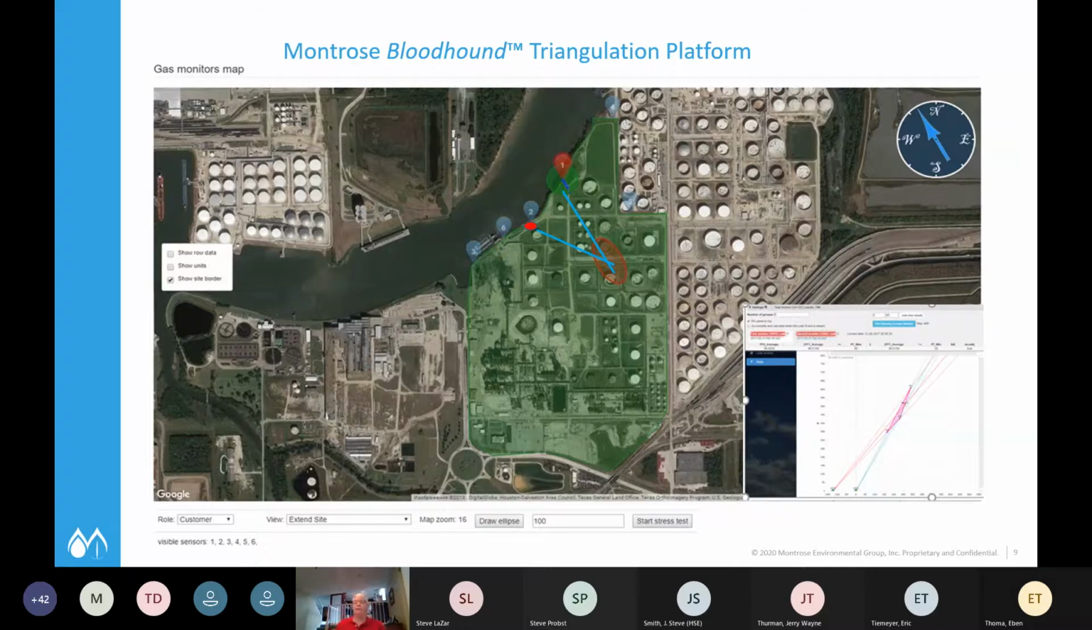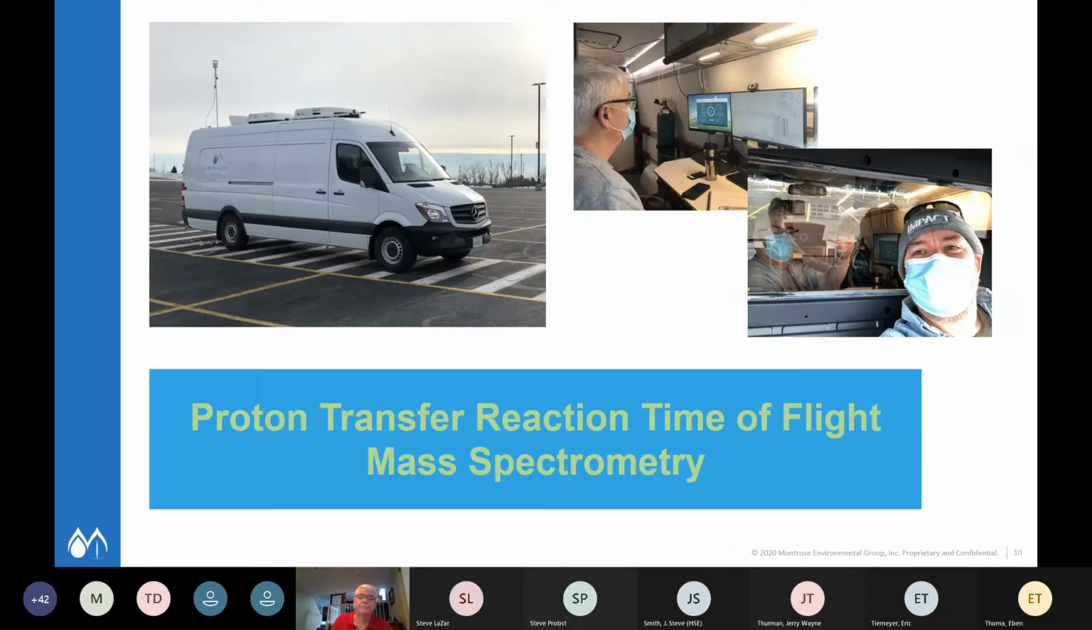So it's great. We can do this with stationary sensors and open path. But what if you want to move this around? If you don't want to deploy all these sensors and spend all this time, the next logical step is to take this mobile and do it on the fly. And that's where this comes in.